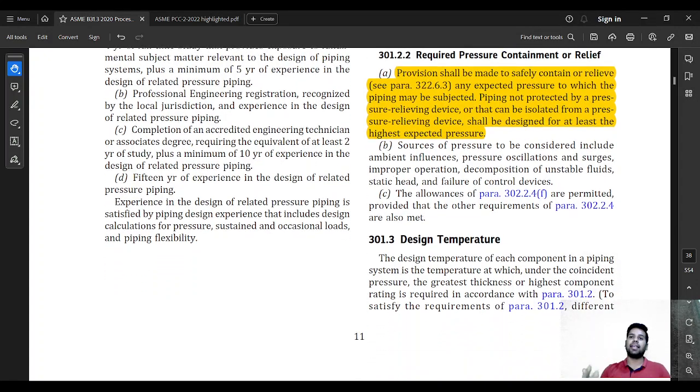Design temperature, again the design temperature is the temperature for which our piping system is going to be made. Design temperature again can be both of these things. You can have a minimum temperature range, and we have a higher temperature range also.